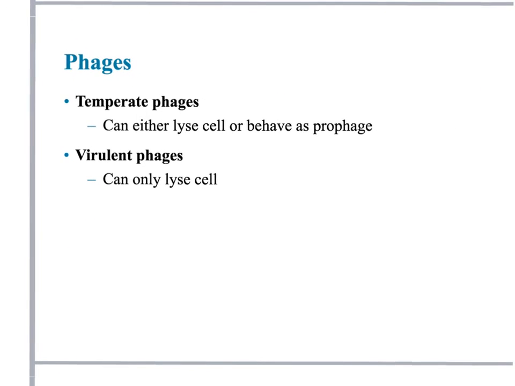So phages can be mild-mannered, or they can be virulent. Mild-mannered phages are temperate, and they can either lyse cells or behave as a prophage. More often than not, they do not lyse cells. They're often the nicer ones, and they behave as a prophage. But the virulent phages, their only job is to lyse, so they can be really destructive. A virulent phage gets into your cells and starts lysing everything, breaking everything apart.